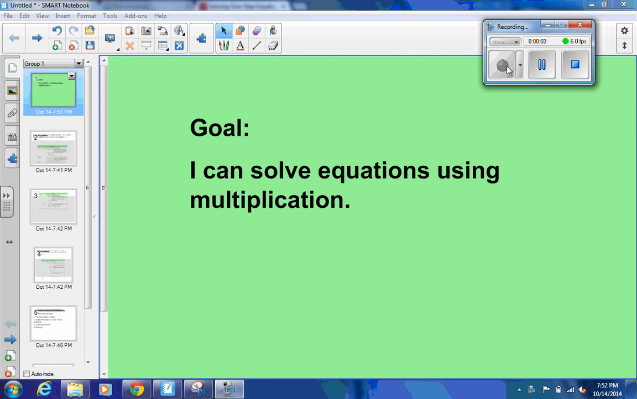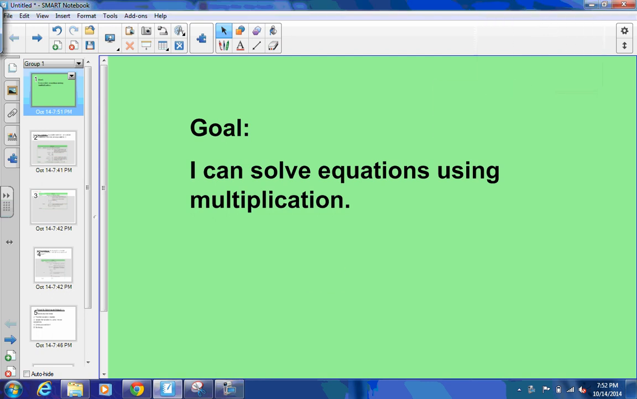Alright, welcome to this video about solving equations. We're using a different way to solve equations this time. As you can see, our goal is to solve equations using multiplication.